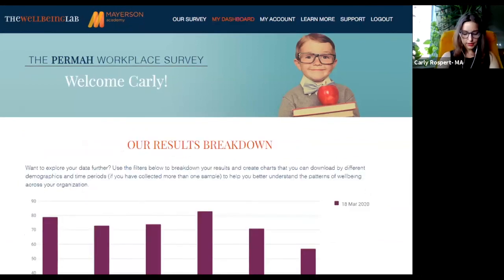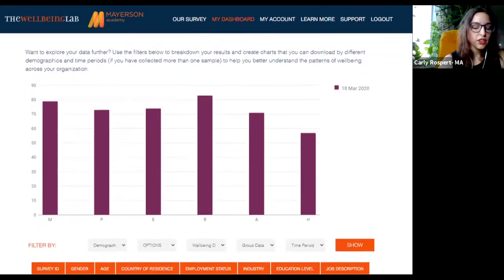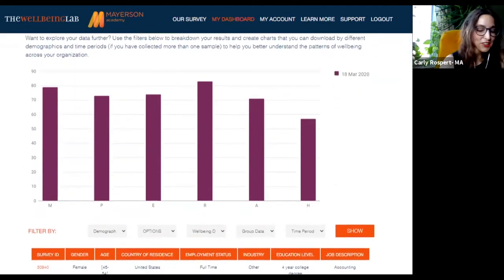So in the results breakdown section, this is really where you can start to filter the data and look for trends and patterns that may exist. This is also the section that we're still making some improvements to, so you can probably see some things are a little bit askew. The PERMAH is out of order, for example. And we're really looking to improve this to give it the most functionality possible. But I wanted to give you a little bit of a sneak peek of what will be possible coming soon.